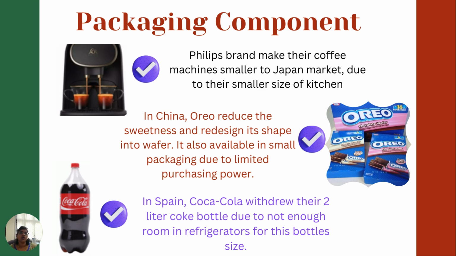In Spain, Coca-Cola withdrew their 2-liter Coke bottle because the refrigerator could not fit this particular size of bottle. So they made the changes. But in Malaysia, we can still see the 2 liter Coca-Cola bottle in hypermarkets. So these are the things that we need to adapt according to the countries that we want to enter. Product adaptation will help the company to survive and sustain in the international market.